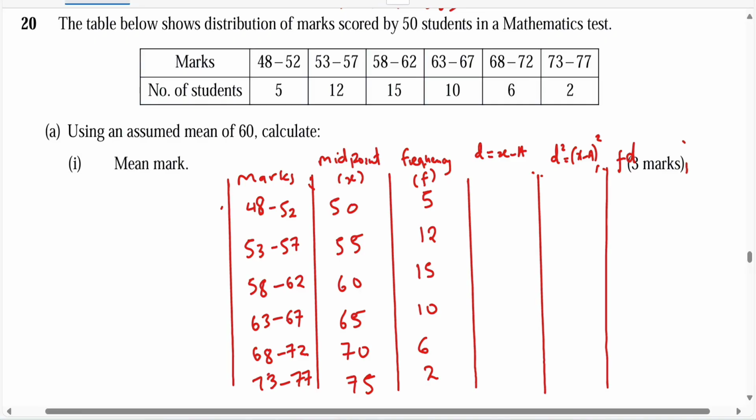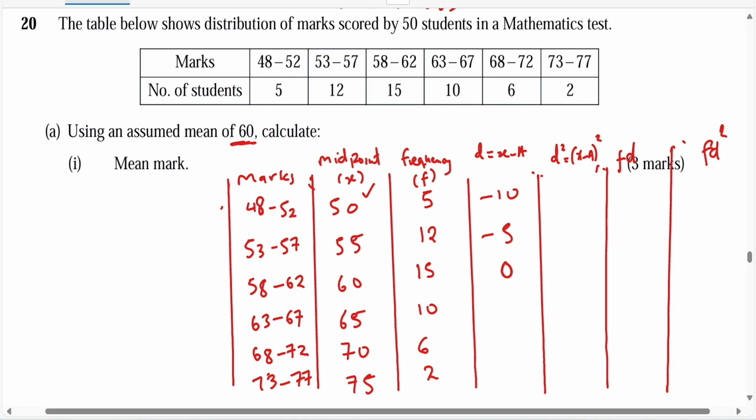So let me just draw a line for fd squared as well. Let me draw another line so that we can have space. Okay, d. Our d is our x minus the assumed mean, and our assumed mean was given, which is 60. So basically we're taking 50 minus 60, which gives us minus 10. 55 minus 60 is minus 5.